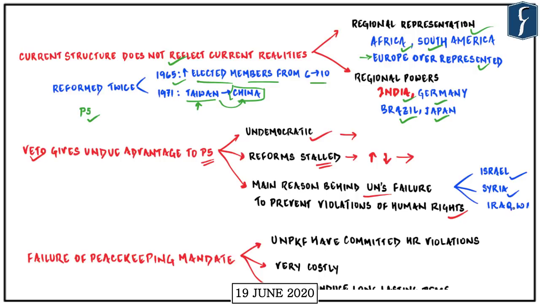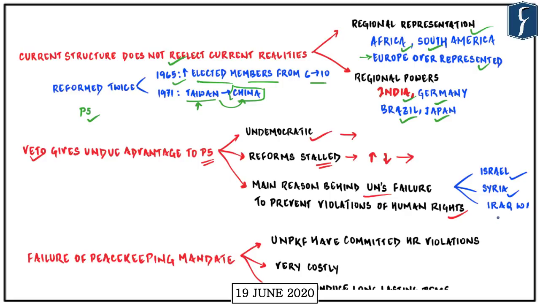So these are two examples where the United Nations Security Council was not able to pass a resolution condemning open and blatant violations of human rights. But it has also failed to stop various illegal invasions.